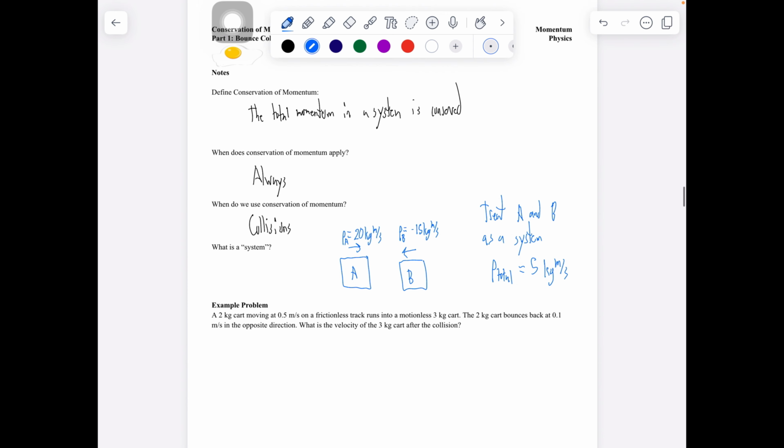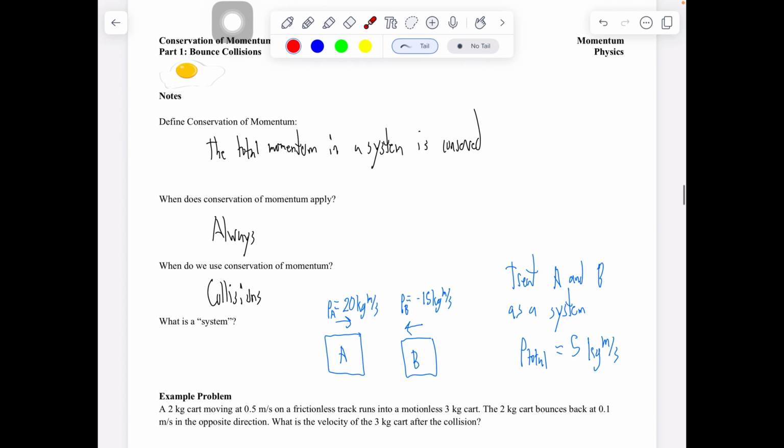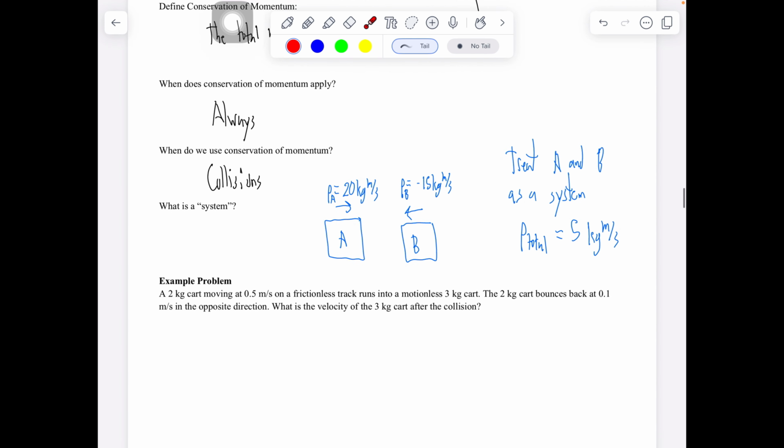So with conservation of momentum, when we have our collision, that's when it's the most useful. When these objects collide, that total momentum is 5, or 20 minus 15, and after they collide, it has to be conserved. It has to be the same value. So what does this actually look like?